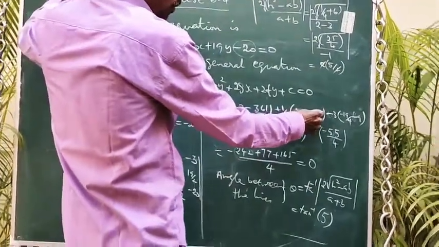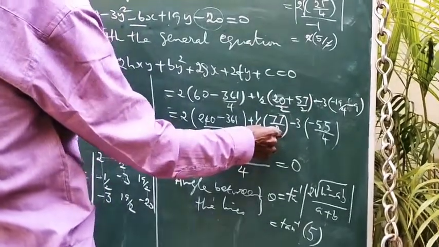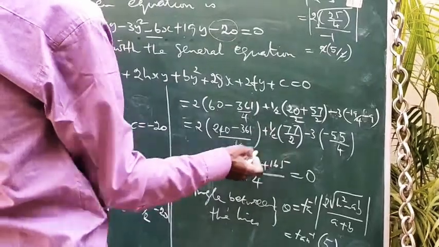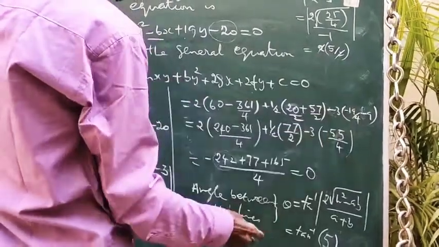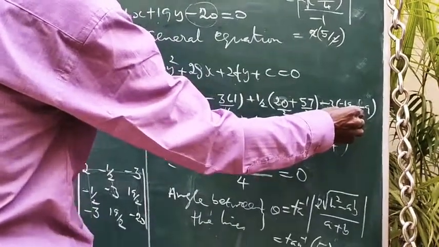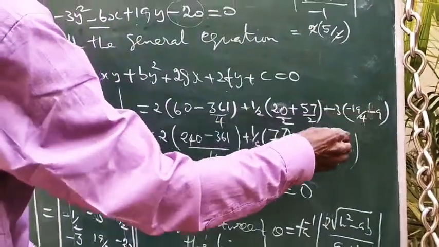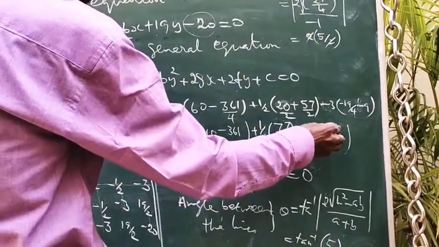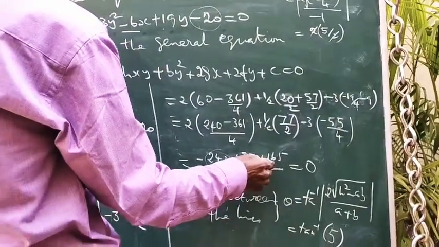Here 20 plus 57, 77 by 2. Okay, into 2 the same denominator 4. Here also 4. Here minus 3 into, if we take the LCM, minus 9 into 4 minus 36 minus 19. We are getting minus 50 by 4. Minus 3 into minus 55 plus 165.